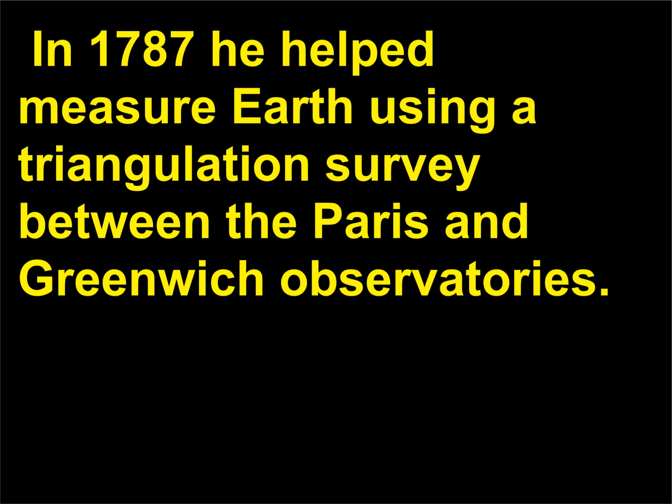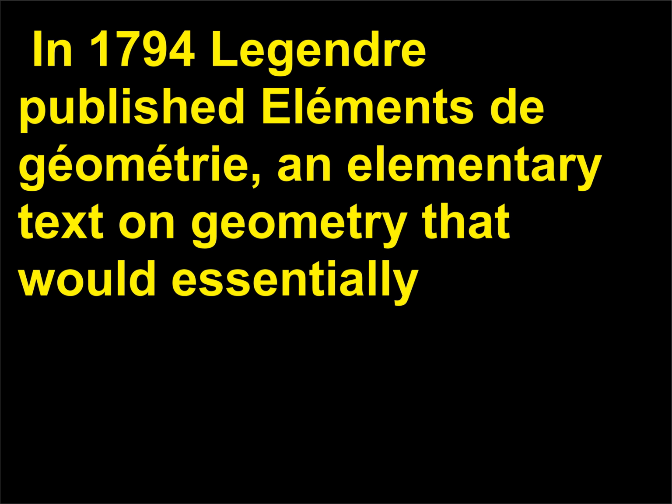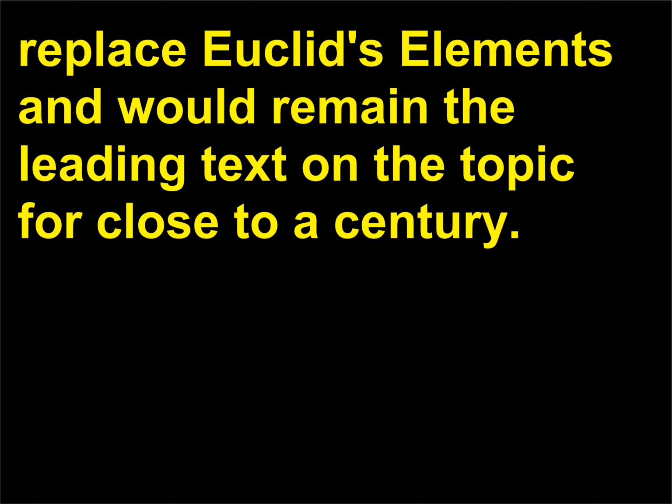In 1787 he helped measure Earth using a triangulation survey between the Paris and Greenwich observatories. In 1794 Legendre published Elements de Géométrie, an elementary text on geometry that would essentially replace Euclid's Elements and would remain the leading text on the topic for close to a century.